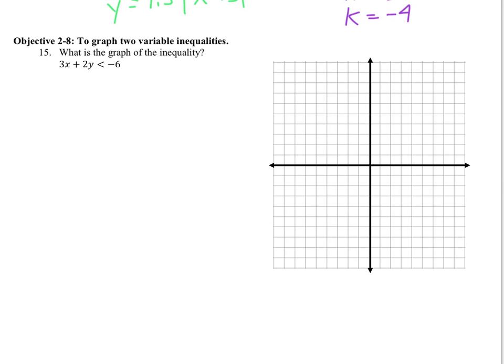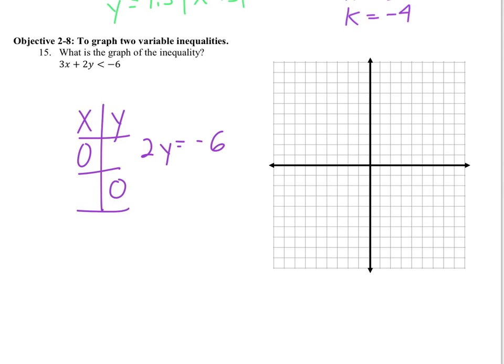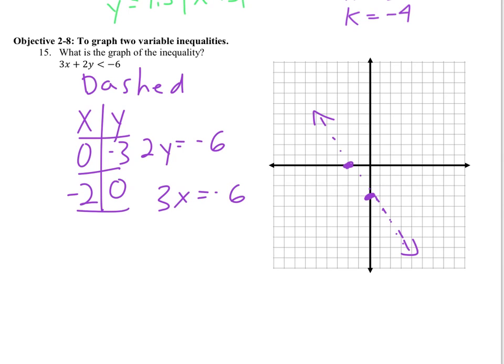Number 15, we're asked to graph 3x plus 2y is less than -6. I'll take this chance to use my intercept method because the x and y intercepts are both nice. When x is 0, you would have 2y, and I'm just going to use an equal sign, equals -6, so y would be -3. If y is 0, you get 3x equals -6, so x would be -2. So those are the intercepts, 0, -3, and -2, 0. This would be dashed, so we could dash a line through those points. Those ended up like dots, really, but same thing.